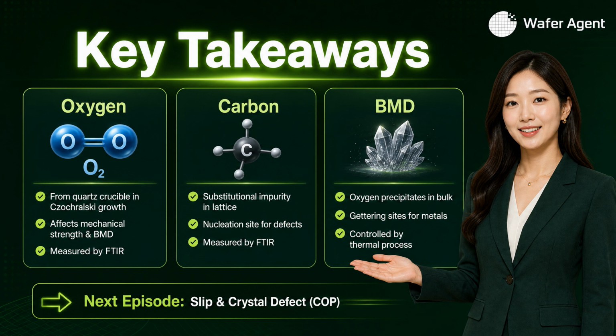All three parameters are invisible, yet they shape the electrical and mechanical behavior of every chip built on the wafer. In the next episode, we'll explore slip and crystal defects, the final hidden enemies inside silicon.